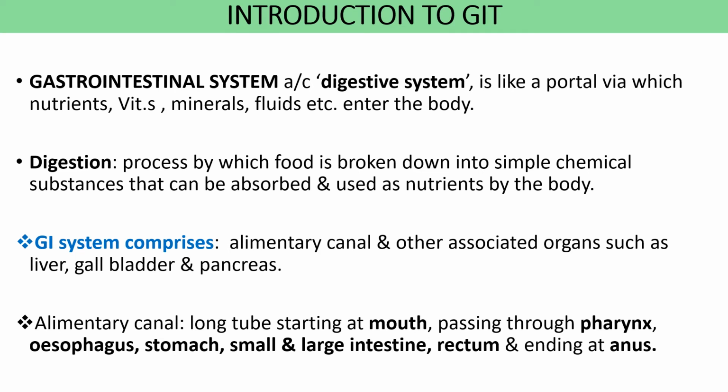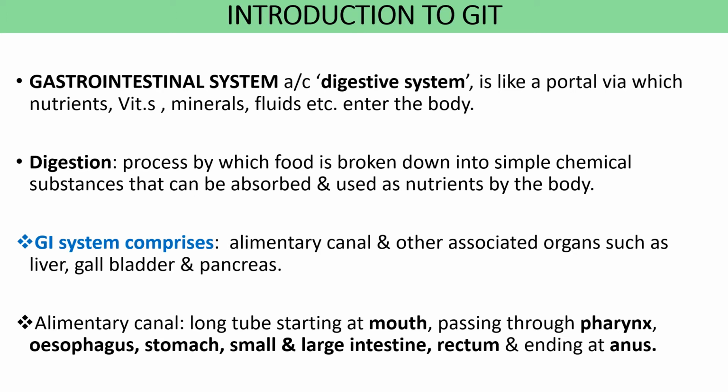Gastrointestinal system, also known as the digestive system, is like a portal or a door via which various nutrients, vitamins and minerals as well as fluids enter the body. So the gastrointestinal system acts like a doorway to the inner human body. Now, digestion is defined as the process by which food is broken down into simple chemical substances that can be absorbed and used as nutrients by the body. So digestion basically means breaking down of complex food into simpler compounds.